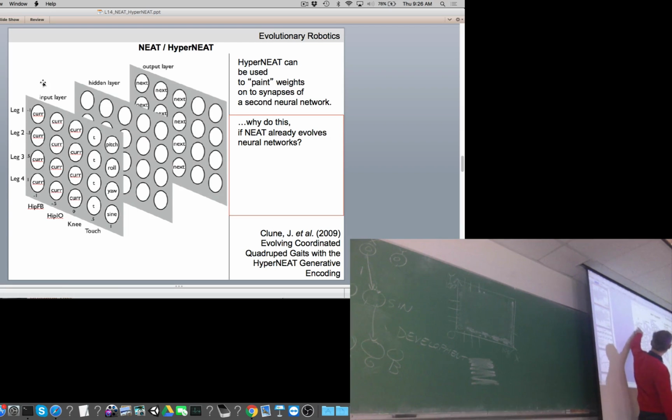Each leg has a proprioceptive sensor, which returns the forward or backward angle of the hip. It also has a proprioceptive sensor that reports the in or out angle of the hip. It has a third proprioceptive sensor, which is the angle of the knee. And then finally, it has a 4th touch sensor in the foot of each of the 4 legs. So each leg has a forward and back proprioceptive sensor, in and out proprioceptive sensor, a knee proprioceptive sensor, and a touch sensor.